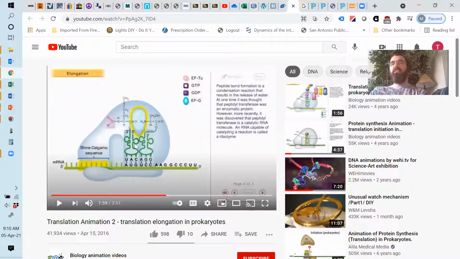So you can see this shown in more detail, right? Showing you where the water comes from and where the peptide bond is formed between the two.